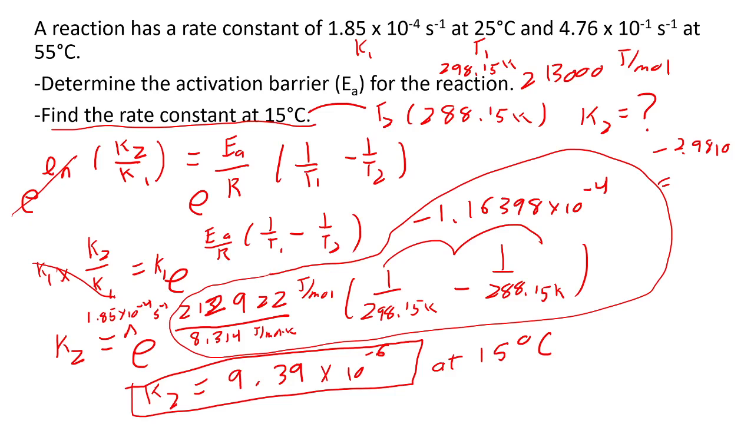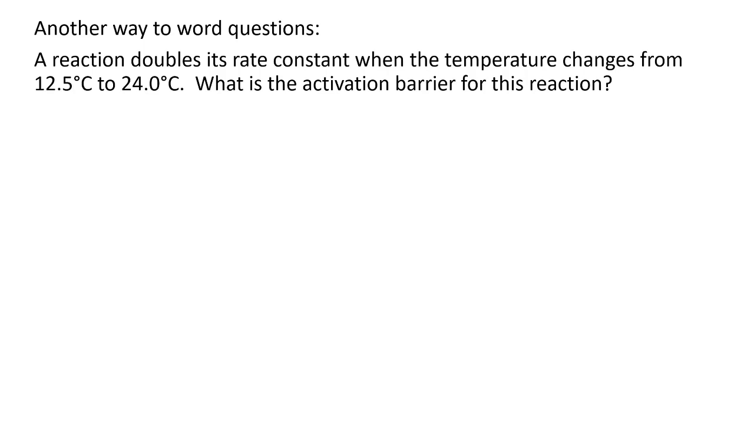Now, I have one other thing I want to show you with these. We're not going to work this problem here, but I want to show you another way they can be worded. So a reaction doubles its rate constant when the temperature changes from 12.5 to 24. What is the activation energy for this reaction? I want to point out that you can think of this equation in different ways. We're not going to solve the whole thing, but I want to show you the trick that makes this work. And it's not really a trick, but it's the math logic, how to think through it.